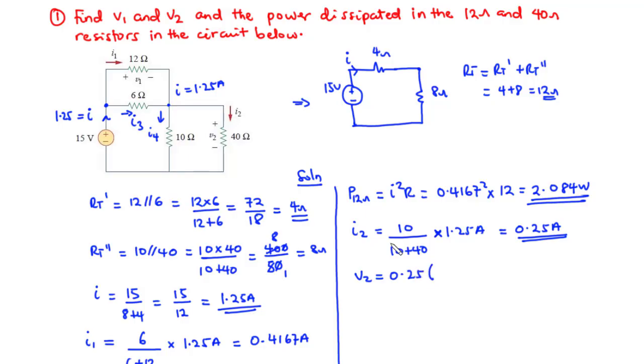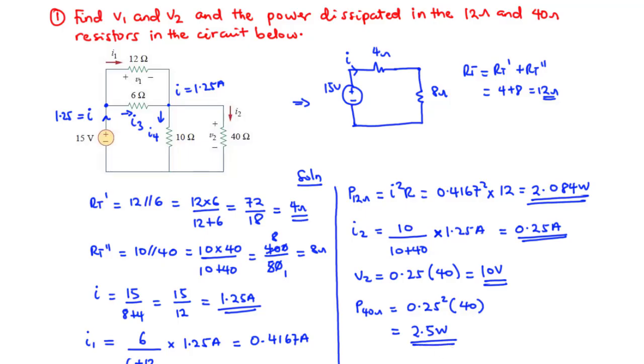Now the voltage V2 is equal to 0.25 by 40, and that is equal to 10 volts, and then power in 40 ohms is equal to 0.25 squared times the resistor 40. When you multiply the two, you have 2.5 watts.